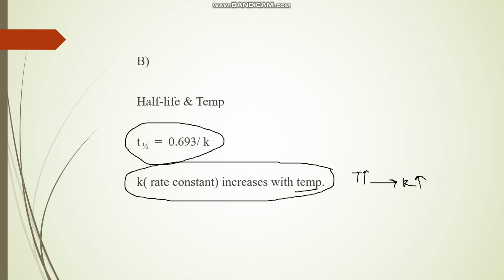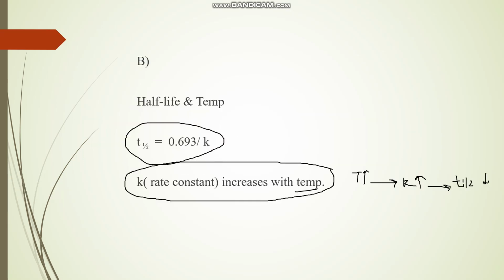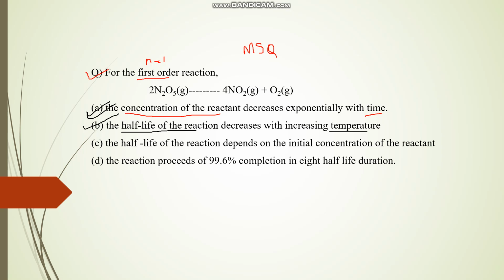And if this k value is increased, then t half will decrease, because they are inversely proportional to each other. So with an increase in your temperature, your rate constant k increases, but your half life, that is t half, decreases. Now let's see the option. It is saying the half life of the reaction decreases with increasing temperature, and we have now solved here that with increasing temperature the half life of the reaction decreases. So this option is also absolutely correct.